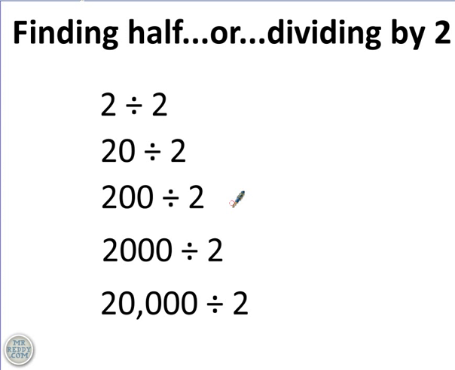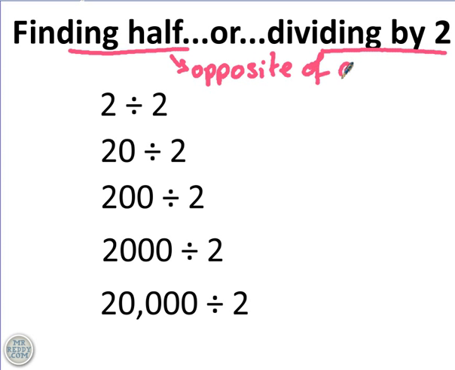Hi, this video is about finding half of numbers that go up into the 10,000s. Okay, so let's start with something very straightforward, just to recognize that finding half is the same as dividing by 2, just as long as we know that, and reminding ourselves that finding a half is the opposite of doubling. It's always useful to keep that in mind.